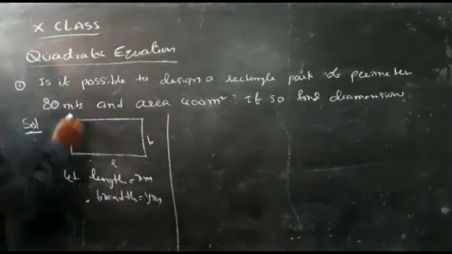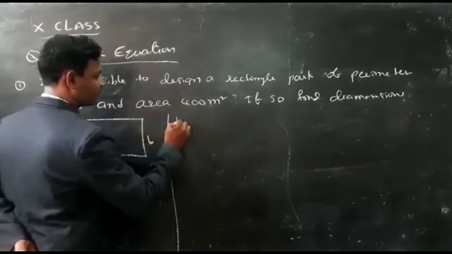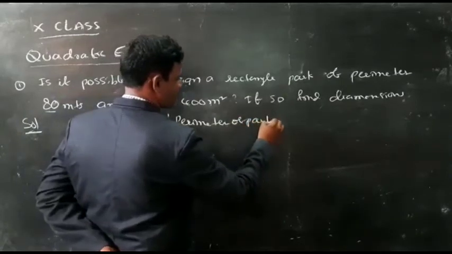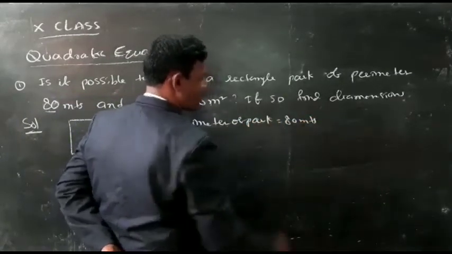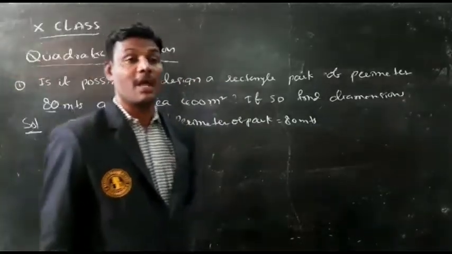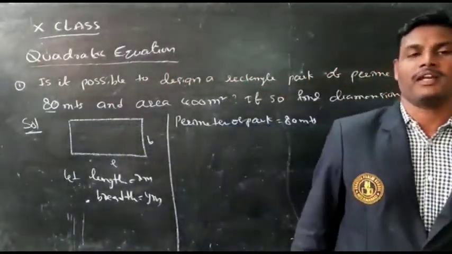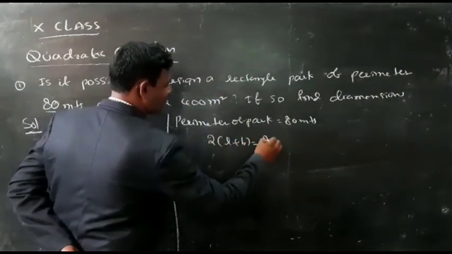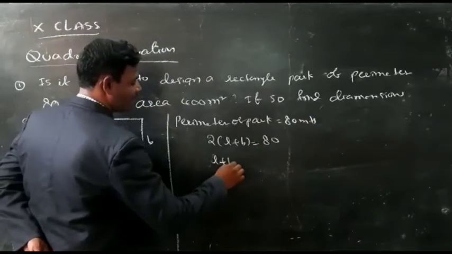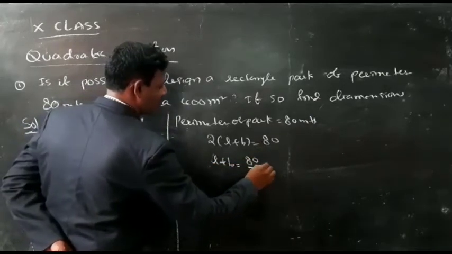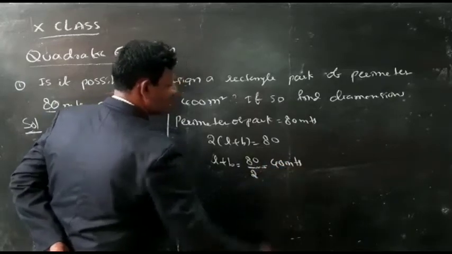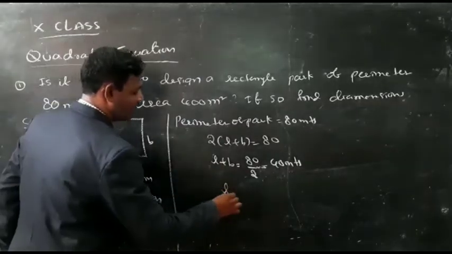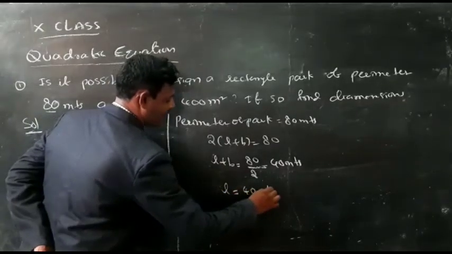According to the given, what is the perimeter here? 80 meters. Perimeter of the park means perimeter of the rectangle. What is the formula here? 2 times (L plus B) is equal to 80. Then L plus B is equal to 80 by 2, which is 40 meters. From this, length is equal to 40 minus B.